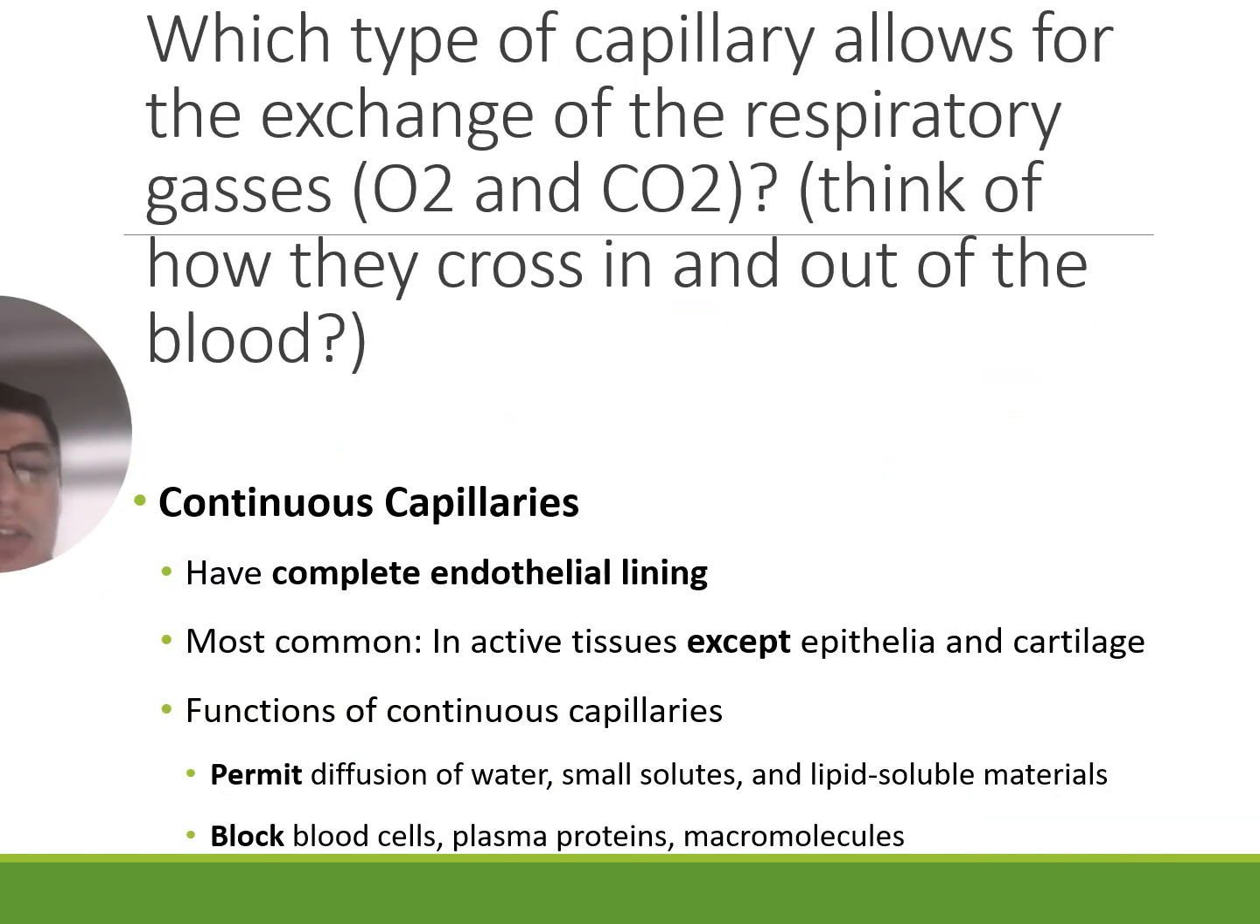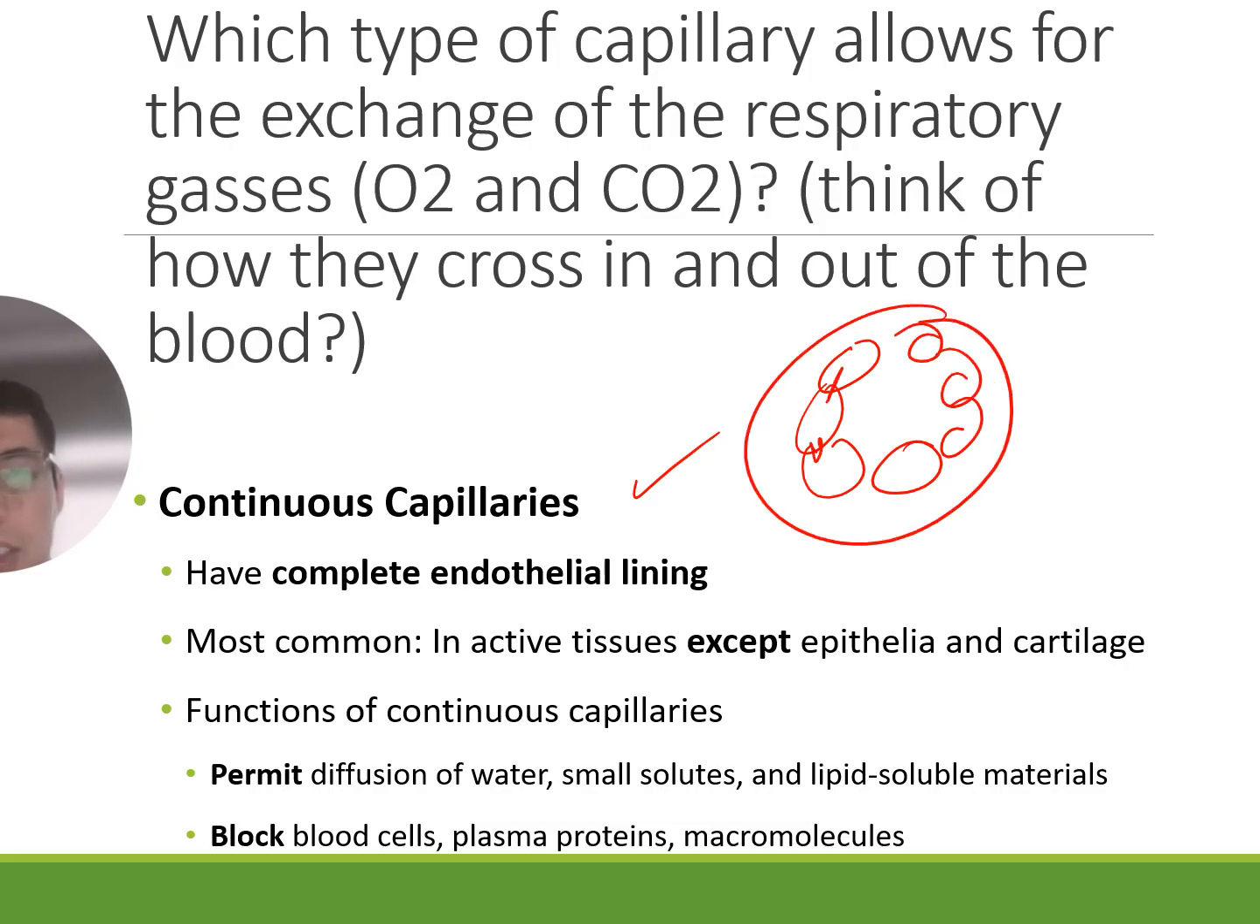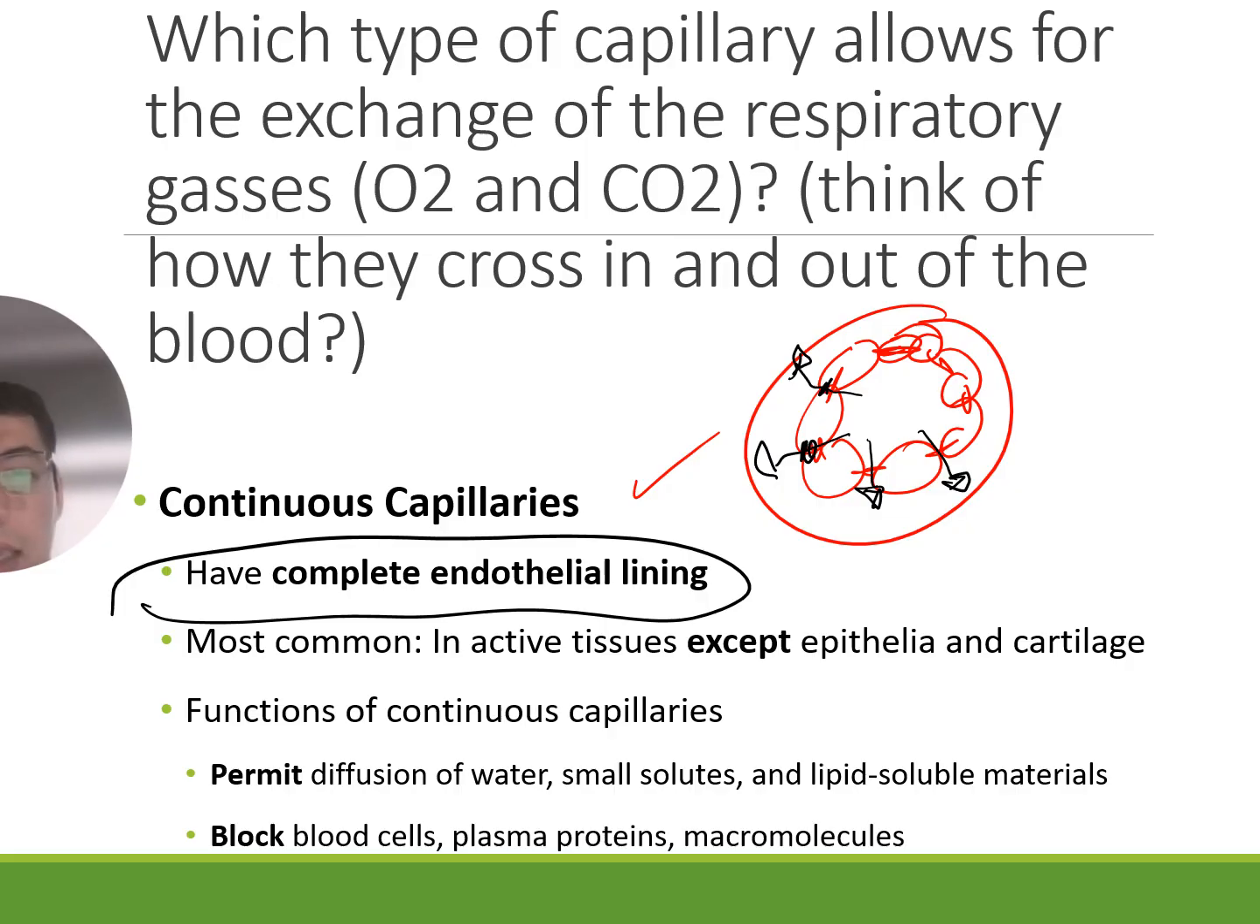Which type of capillary allows for the exchange of the respiratory gases, oxygen and carbon dioxide? Think of how they cross in and out of the blood. This is just going back to continuous capillaries. We have our endothelial lining. We have some tight junctions. But we also have, and we'll put another cell over here, clefts. We have openings that allow blood through here, but these openings are very small. These are in between the cells. And this is a complete endothelial lining, okay?